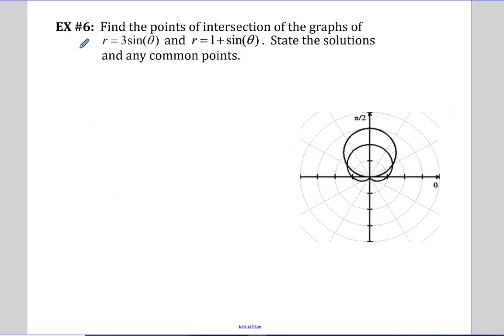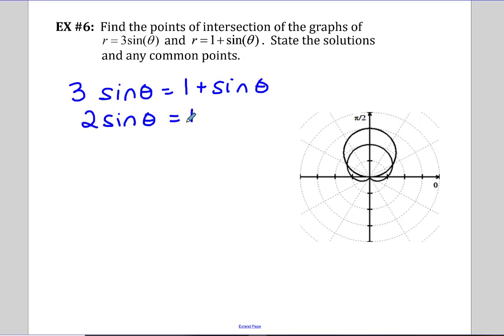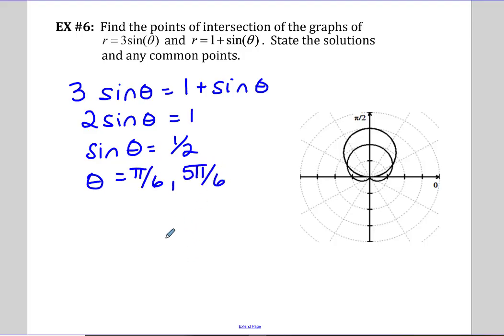And then find the points of intersection of the graphs for r equals 3 sine theta. So we want to know where they intersect. We'll set the equations equal to each other. And then 2 sine theta is 1 when sine is a half. So theta is pi over 6, or 5 pi over 6. And again, we want to graph those and check the r theta and the second r theta. So let's go back to our calculator and graph these.